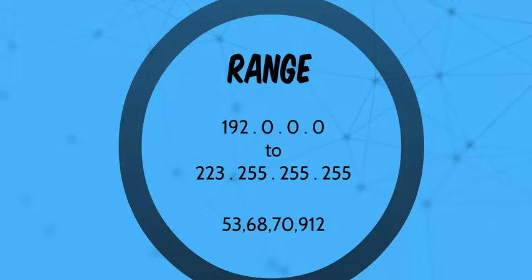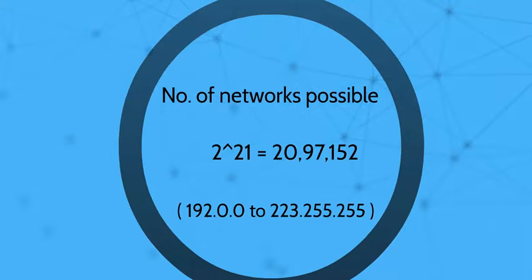223.255.255.255. As 3 bits are fixed, the total number of IP addresses generated using Class C is 2 power 29, which is equivalent to 53 crores 68 lakhs 70,912 IP addresses. The total number of networks possible is 2 power 21. 3 octets, that is 24 bits, belong to the network portion, but there are 3 priority bits. That is why 2 power 21 networks are possible, which is equivalent to 20 lakh 97,152.